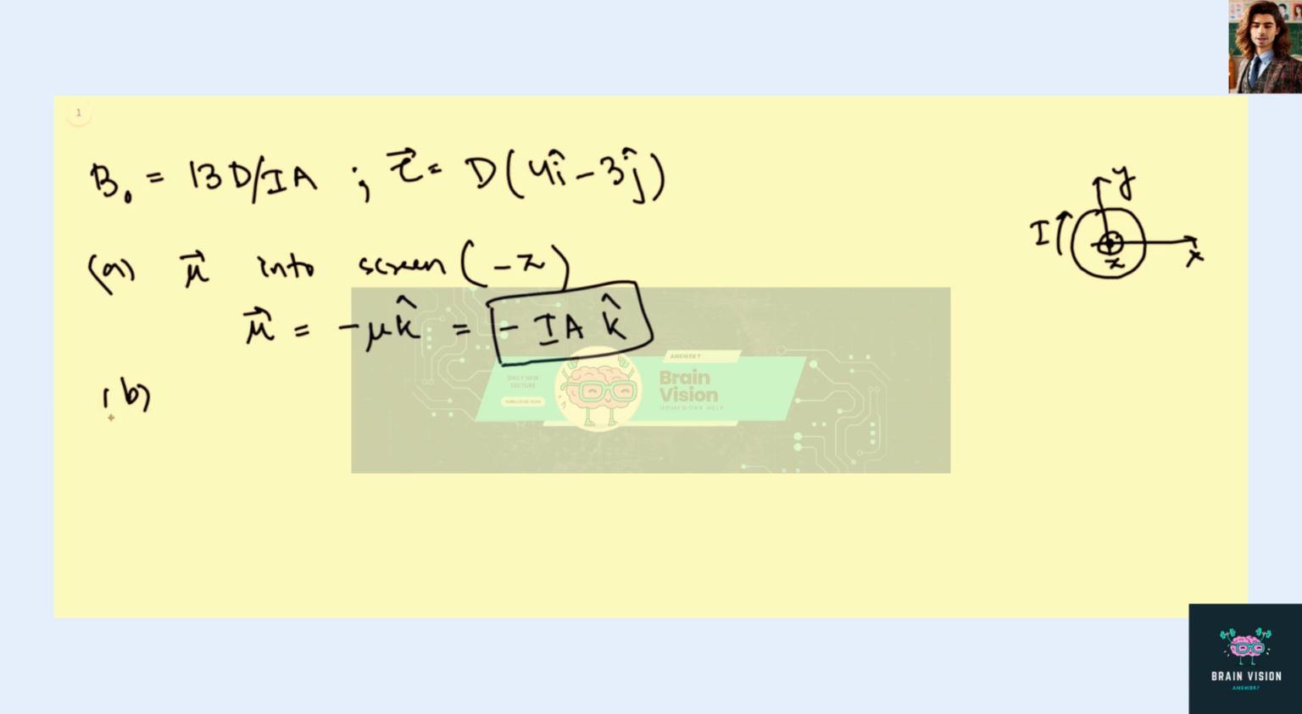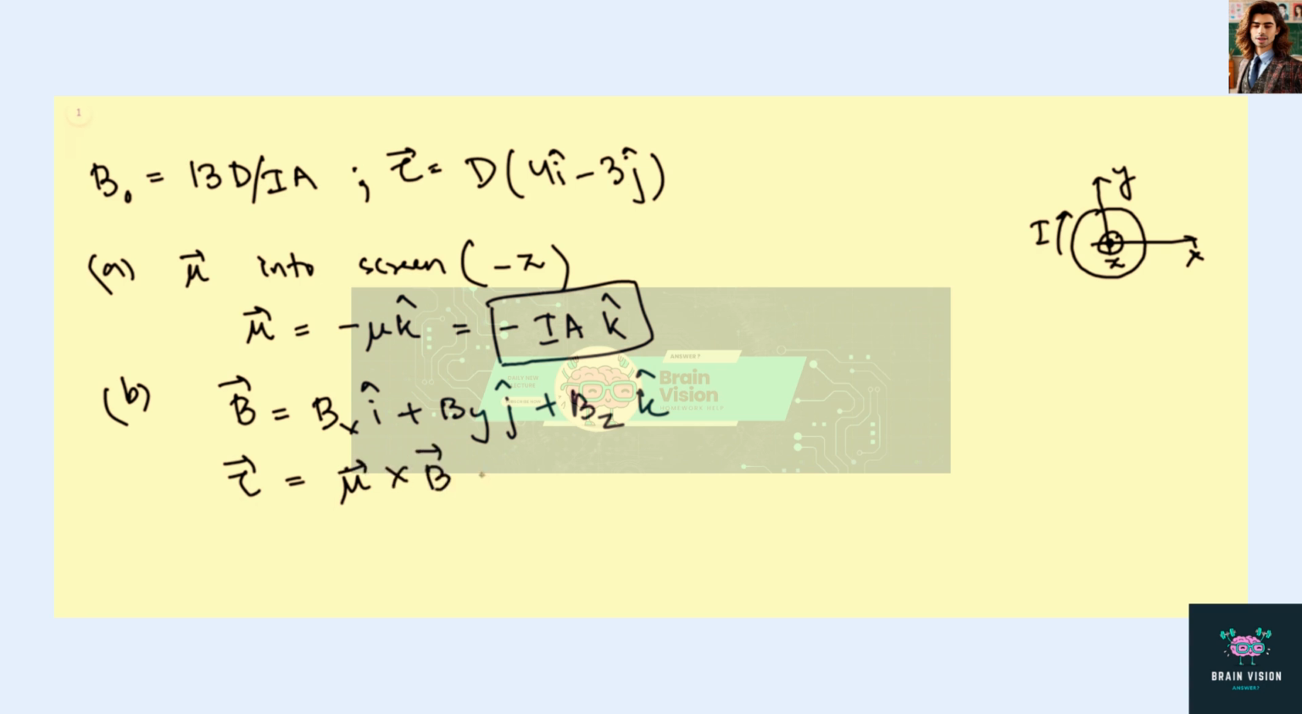Now for part b, the torque is given to be this value, and mu is here that we calculated, and we know that the magnetic field can be written as a sum of its components along the three directions, like this. And we know that tau is given by the cross product of the magnetic moment with the magnetic field. So let's solve these two equations.